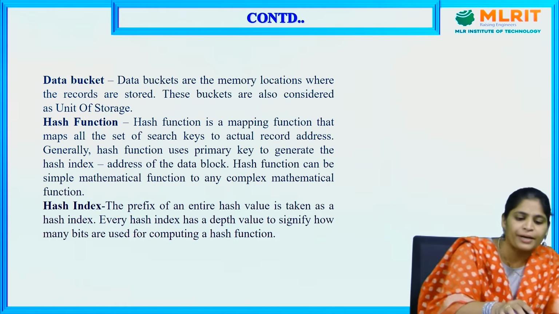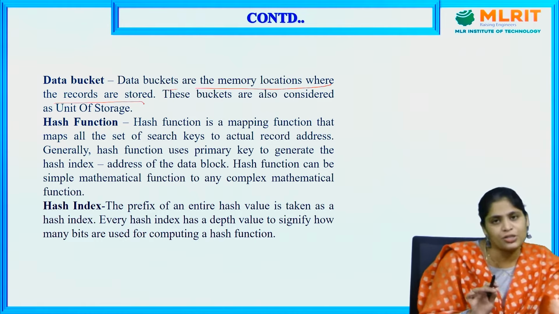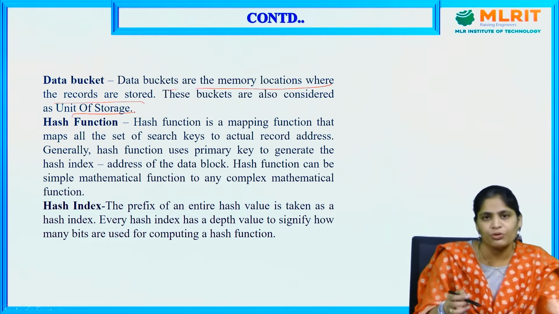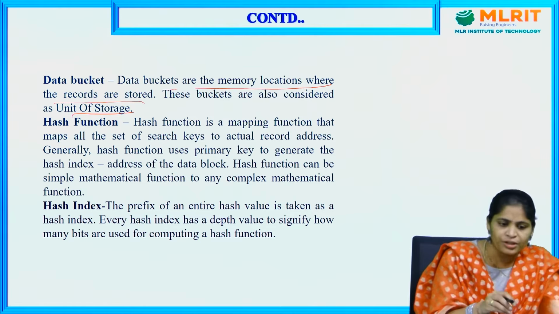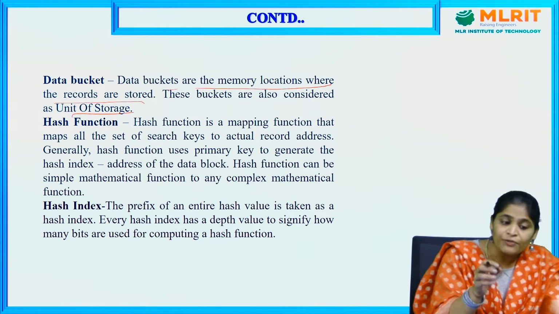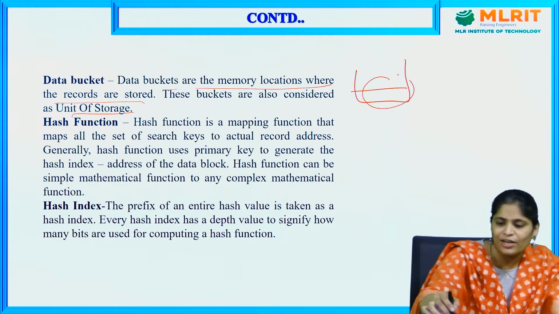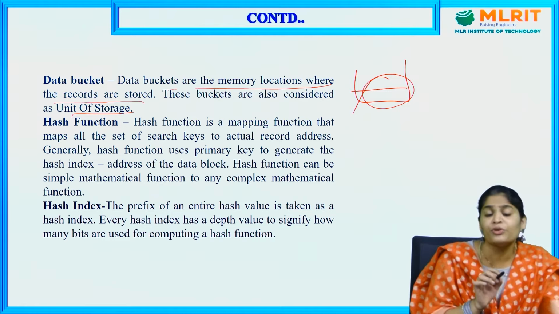What is data bucket? Data buckets are the memory locations where the records are stored. These buckets are also considered as units of storage. Wherever the records are stored, those records here will be kept in a particular block. That is what we called as a bucket here. Okay. So these are also considered as unit of storage.